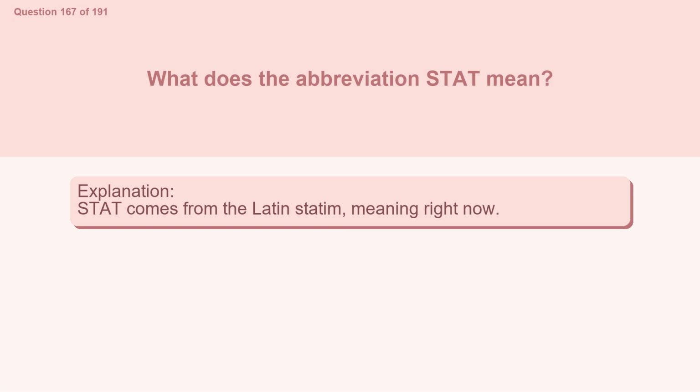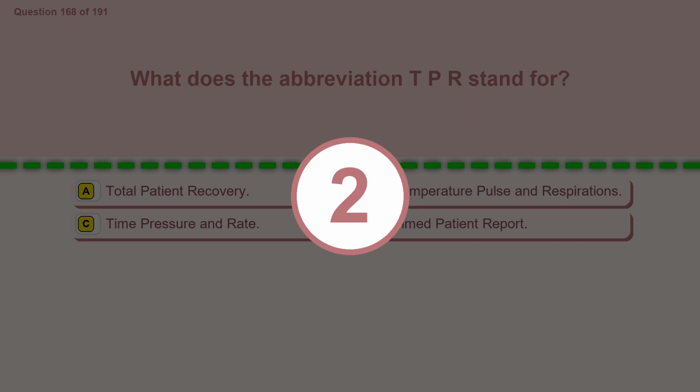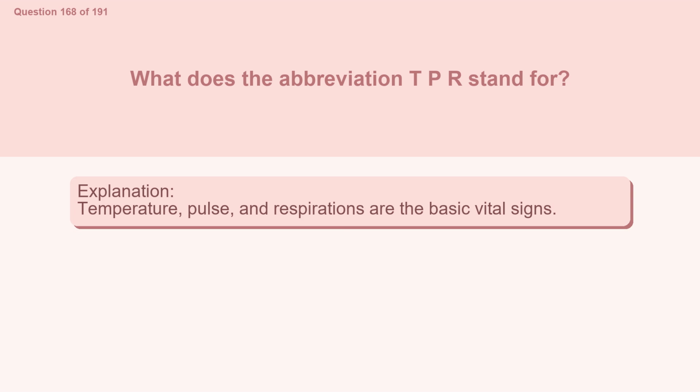Stat comes from the Latin statum, meaning right now. Question 168. What does the abbreviation TPR stand for? Option A, total patient recovery. Option B, temperature, pulse and respirations. Option C, time, pressure and rate. Option D, timed patient report. The correct answer is option B, temperature, pulse and respirations. Temperature, pulse, and respirations are the basic vital signs.